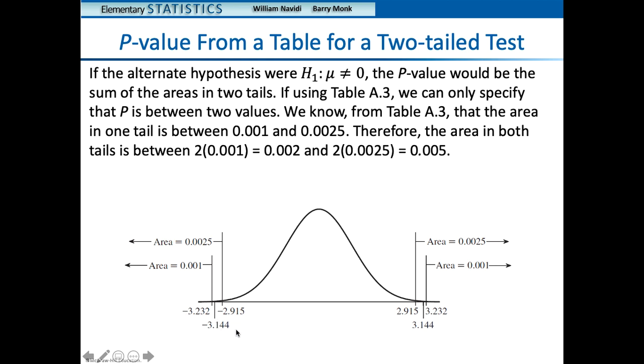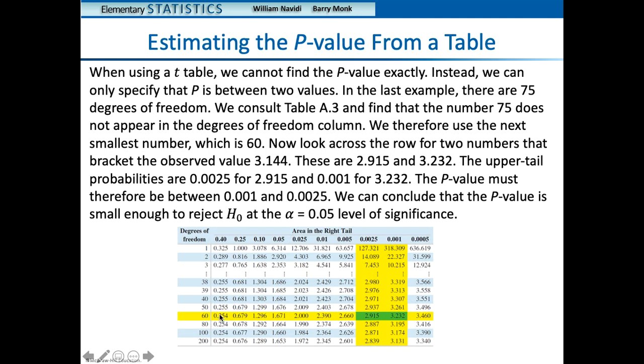So if your computed test statistic in your problem ends up being a negative number, the best thing to do is just to drop the negative sign, turn it into a positive, and then proceed exactly the same way. Find degrees of freedom, the two numbers that fall on either side of the positive version of your test statistic, and then look up the corresponding areas in the right tail.